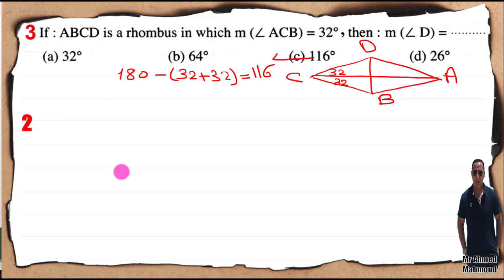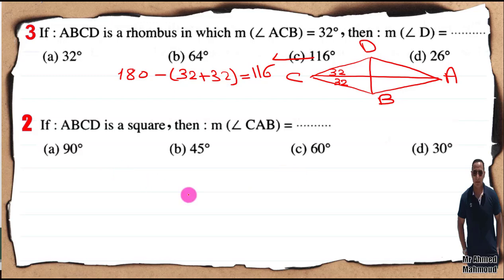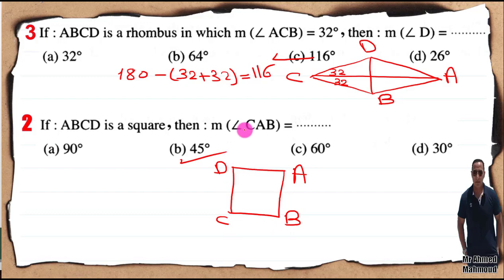Now, ABCD is a square. The measure of angle CAB equals what? CAB is the angle between the diagonal and the side. It is equal to 45 degrees. You can draw this square like this: A, B, C, D, and CAB will be like this. CAB here is 45 degrees.